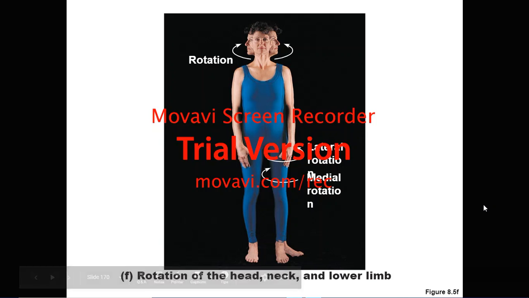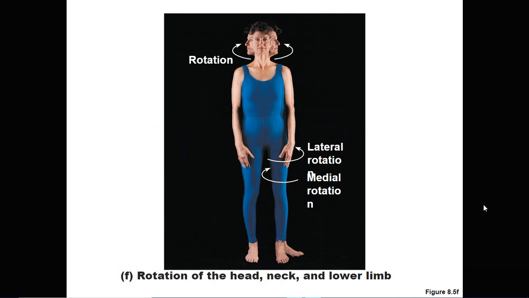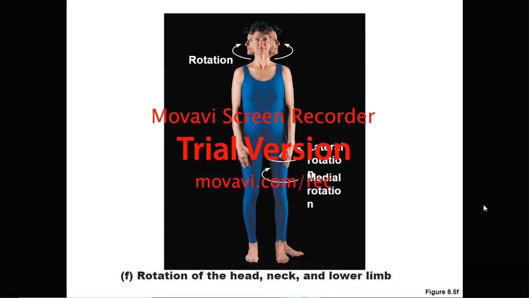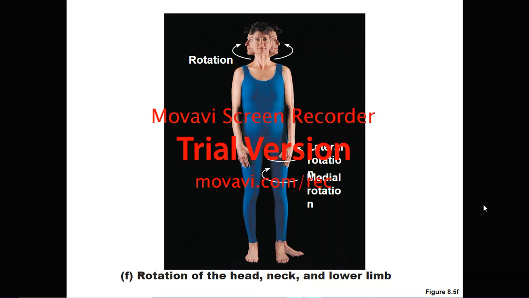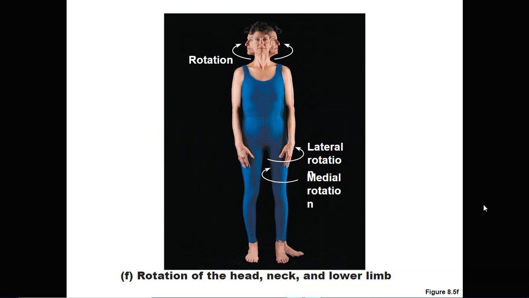This figure is showing rotation, which is the turning of a bone around its own axis. So in your neck, between the first two cervical vertebrae, C1 and C2, rotation is the only movement allowed. Also showing in this figure, rotation may be directed toward the midline or away from it. In this case, you have medial rotation of the thigh. The femur's anterior surface moves toward the median plane of the body, and then you have lateral rotation, which is the opposite movement.